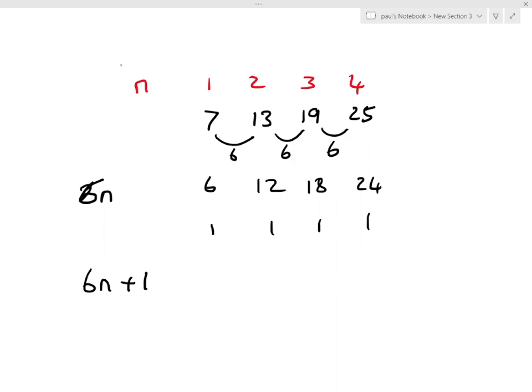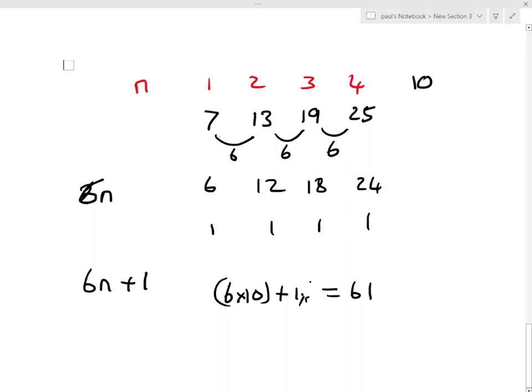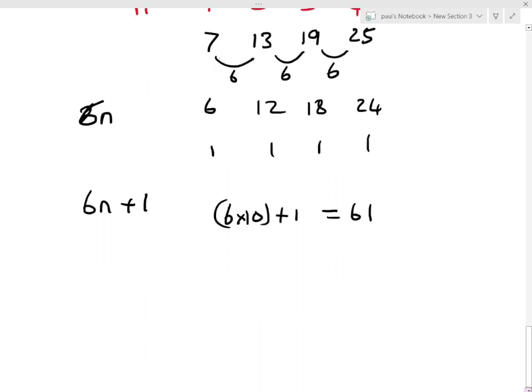So if we want to find the 10th number in there, we do 6 times 10 plus 1, which equals 61. There, 61. Right, another example. Quite a few examples to get through. Let's have a look at some more.